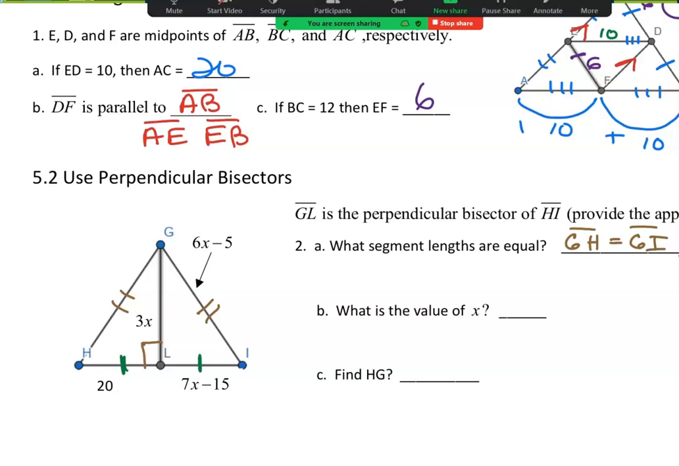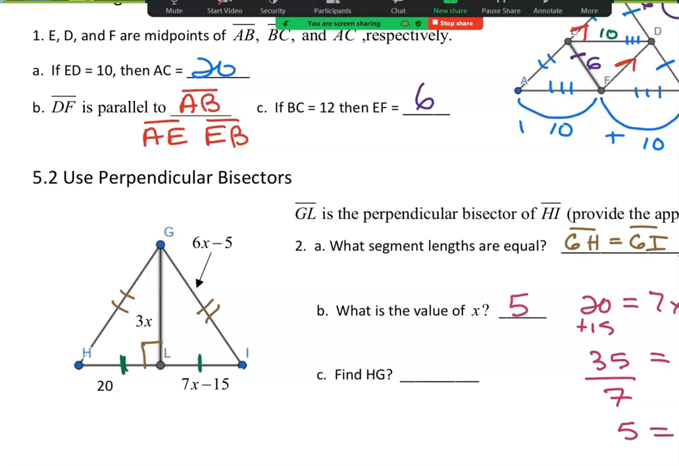Okay, what's the value of X? So I can do this a couple of ways. I'm going to set 20 equal to 7x minus 15. So 20 equals 7x minus 15. Add 15 to both sides. I get 35 equals 7x. Divide by 7, divide by 7. And I get 5 equals x. So that's the value of x.